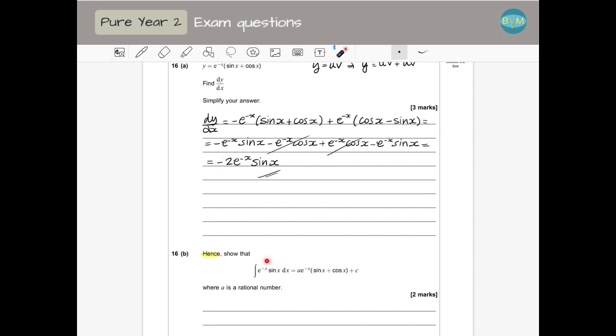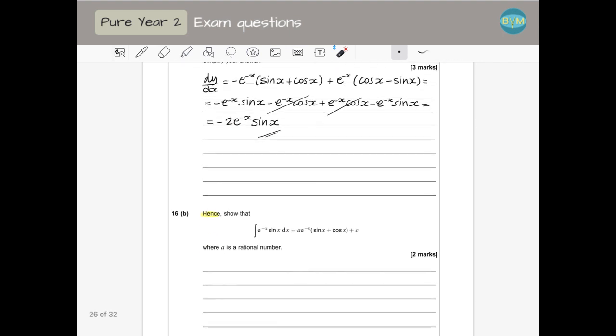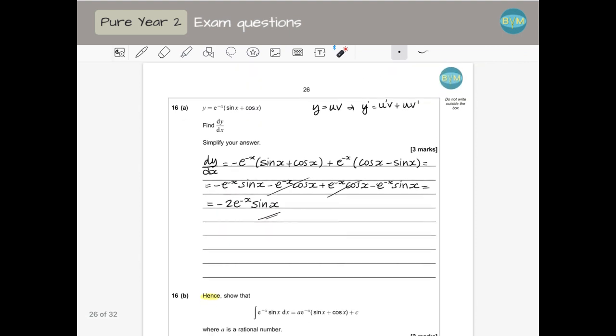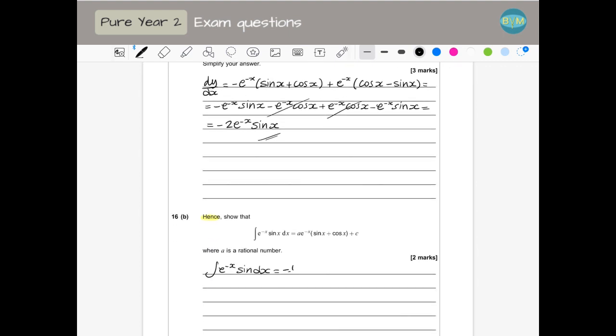So the integral of this one is going to be the integral of this one, but just divided by minus 2. So the integral of e to the power of minus x sine x dx is going to be the original function divided by minus 2. So it's going to be minus a half, e to the power of minus x, sine x plus cos x, plus my constant of integration.